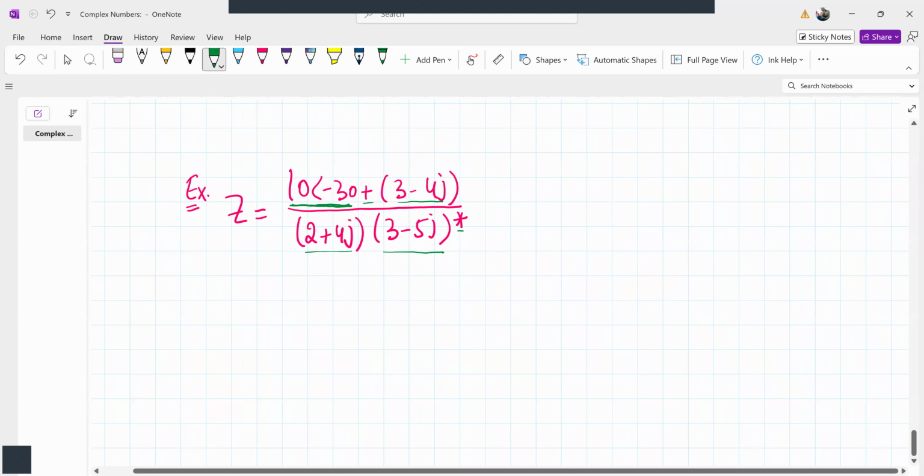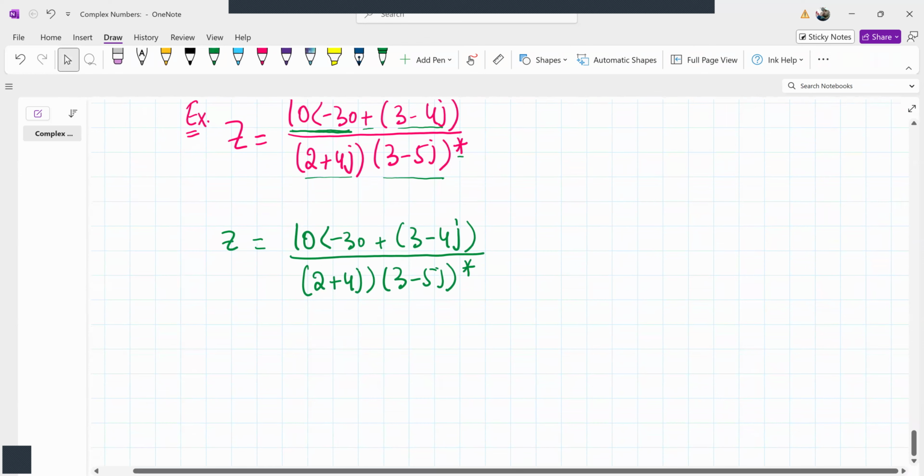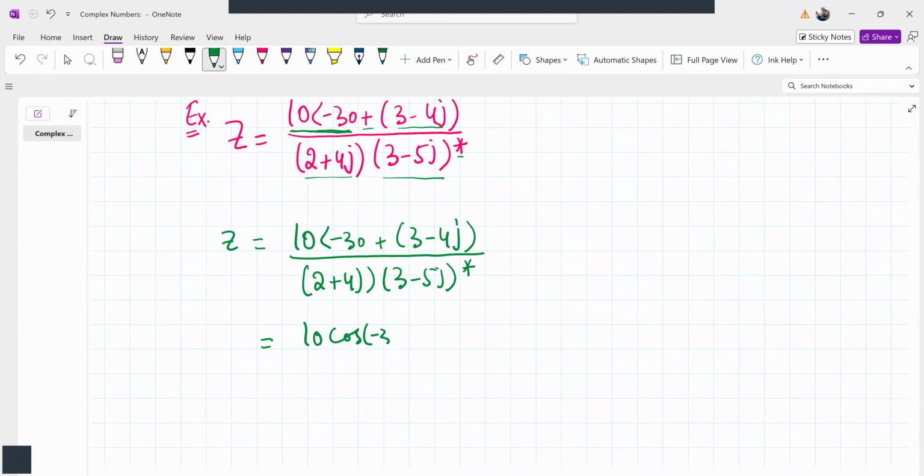We can write it as z is 10 at an angle of -30 plus (3 minus 4j) divided by (2 plus 4j) and (3 minus 5j) conjugate. Now 10 at an angle of -30 can be written as 10 cosine of -30 plus j 10 sine of -30. This is the rectangular form of this polar form part.